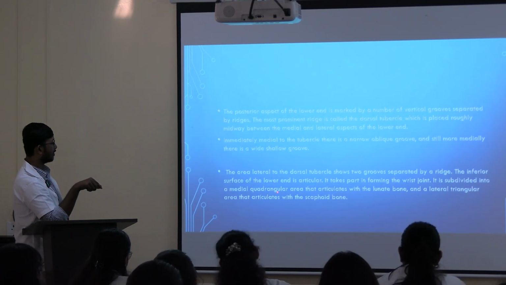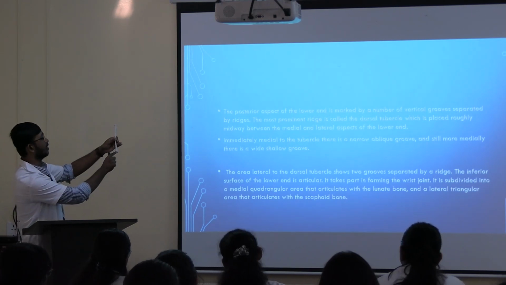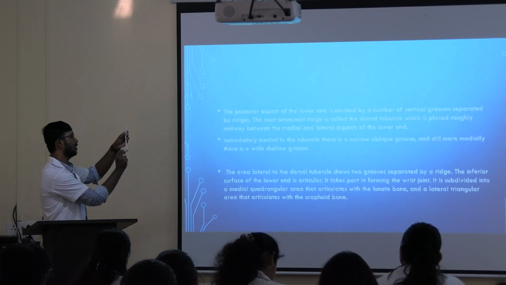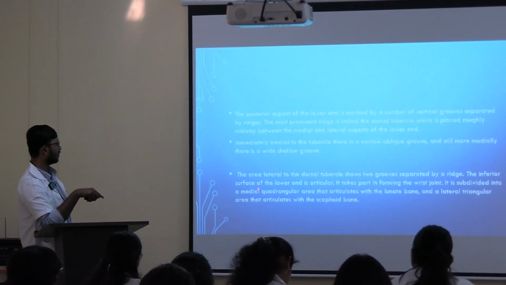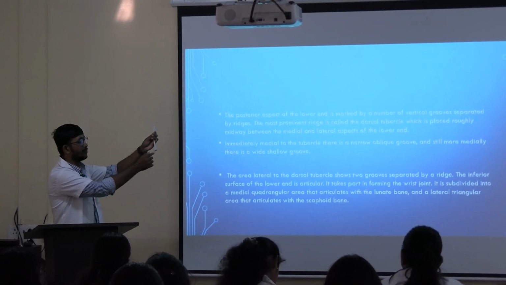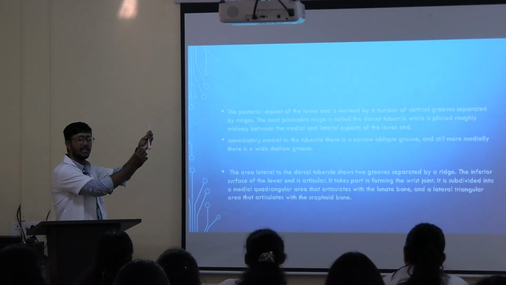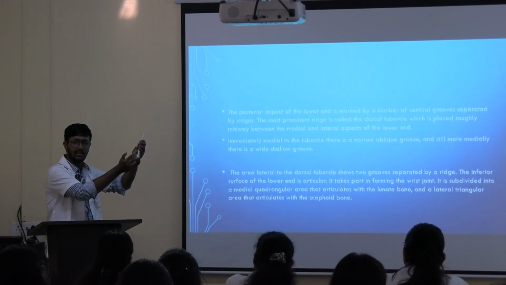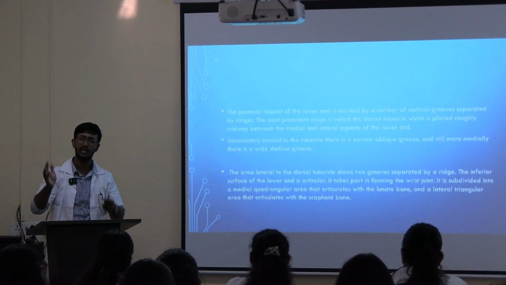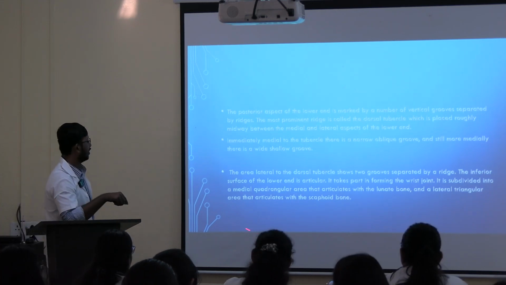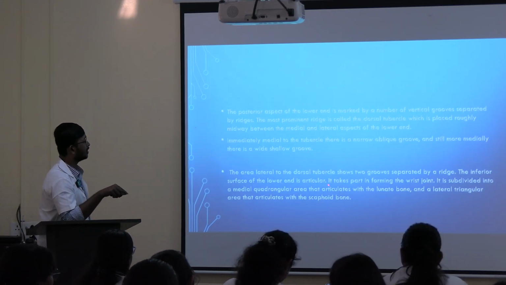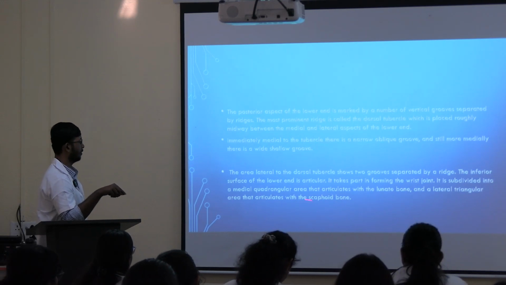The inferior surface, and all these things are present here only in this small portion. The inferior surface, you are understanding, na? This projection is the dorsal tubercle. Medially there are certain structures, laterally there are certain structures, laterally there is another ridge, and in between the ridges there are certain grooves. Okay. Now the area lateral to the dorsal tubercle shows two grooves. I have told this thing.